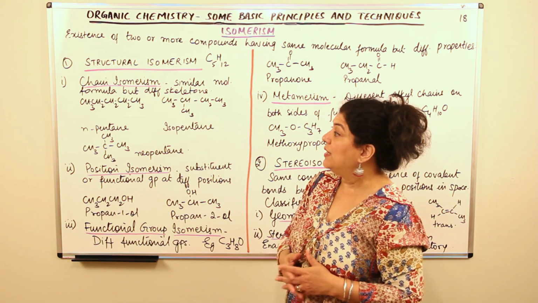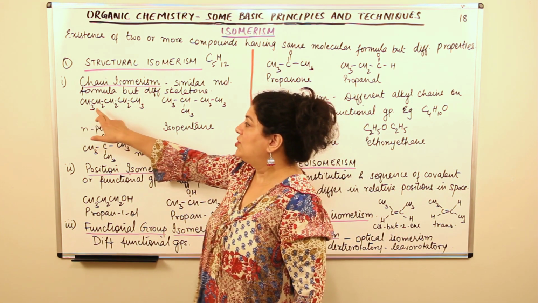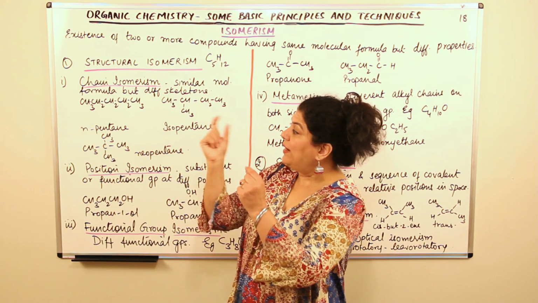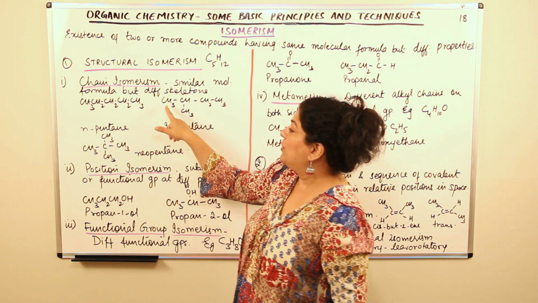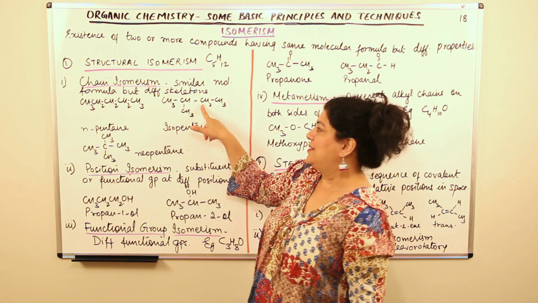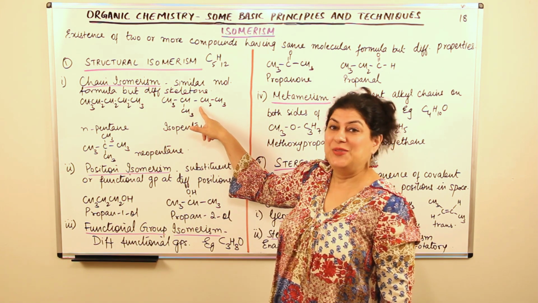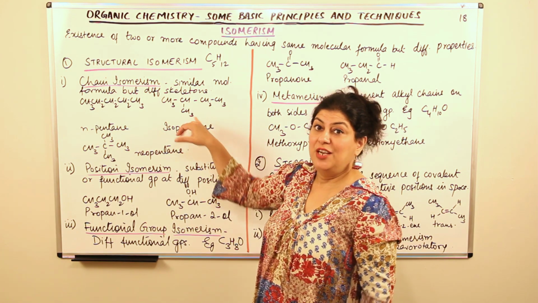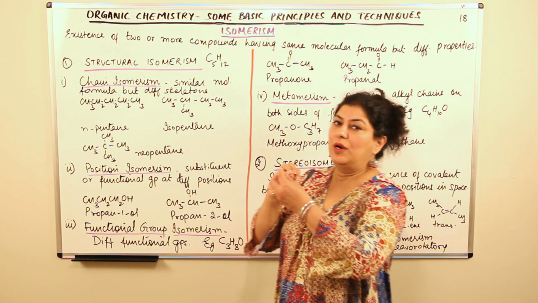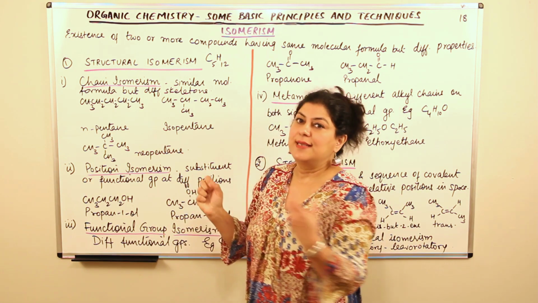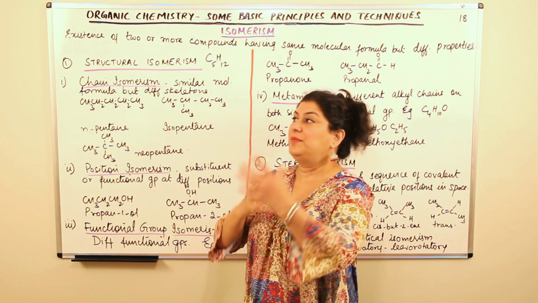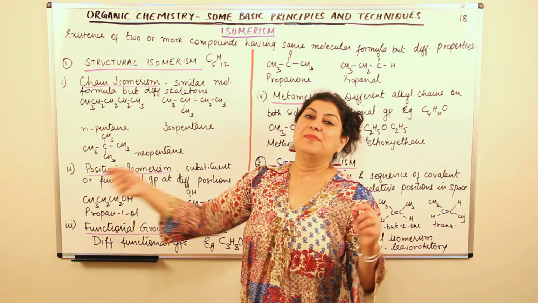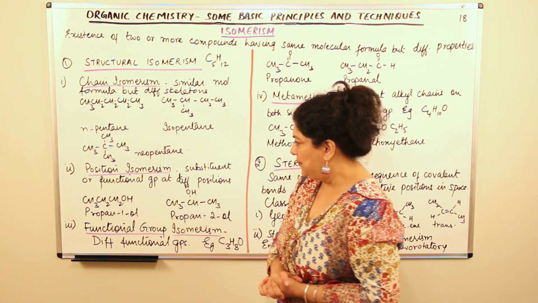For example, you could take butane. Butane would be CH3, CH2, CH2, CH3. And you could take one CH3 and put it on the second carbon, so you'll get CH3, CH, CH3, CH3. So that would be isobutane. In this way, you could take hexane, you could take other examples and start changing the chains and play it as a game and try to make as many isomers as you can.